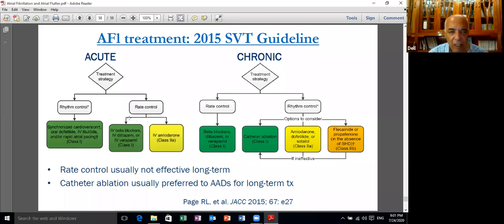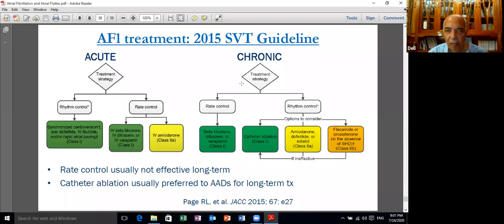If you opt for rate control, then if the patient doesn't have structural heart disease, you can use drugs like beta blockers, diltiazem, and verapamil. If he has structural heart disease, you avoid the non-dihydropyridine calcium antagonists, and you should be cautious but can still use beta blockers. In the presence of heart failure, the only drug you have as a class 2A recommendation is amiodarone.